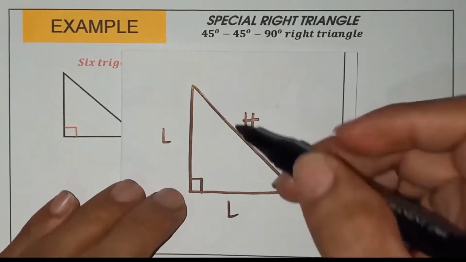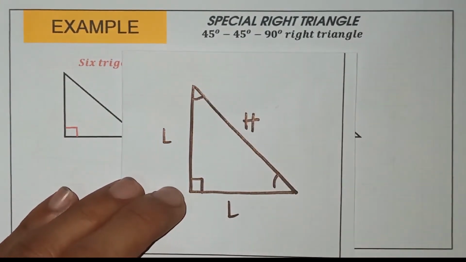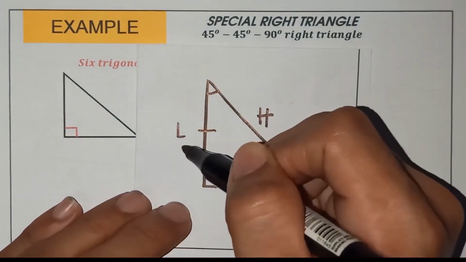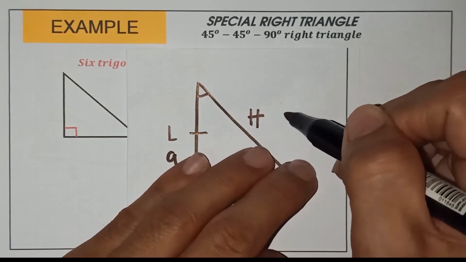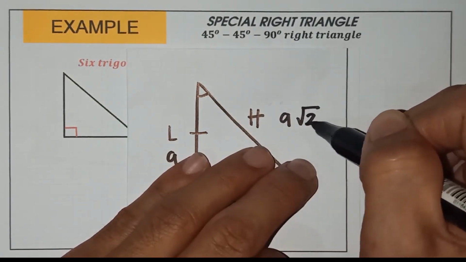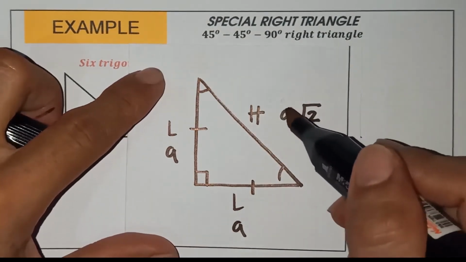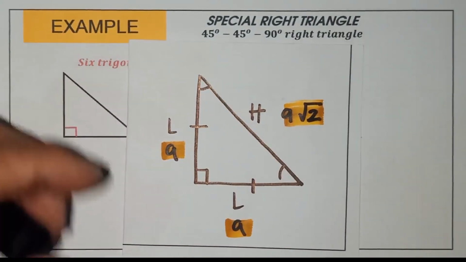This is a 45-45-90 right triangle. So the two legs are equal. So we are using the formula. Leg is like A, and this is A times square root of 2. This is the formula in getting the side of a right triangle under special right triangle.